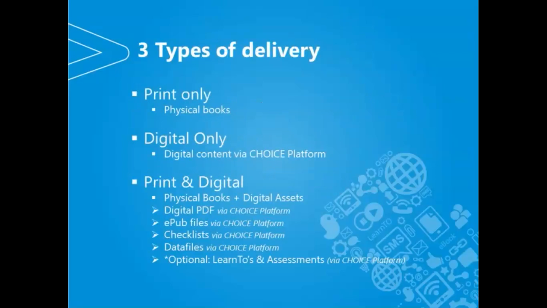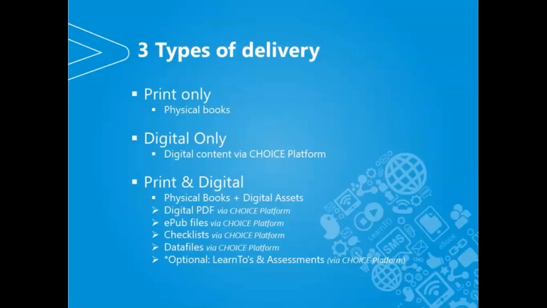There are three types of delivery: print only, digital only, and print and digital. Print only is the physical books which are printed and shipped. Digital only is digital content via our CHOICE platform. And print and digital are the physical books with digital assets. Our digital assets include the digital PDF, the EPUB, checklists, data files, and learn-tos and assessments, which are optional.